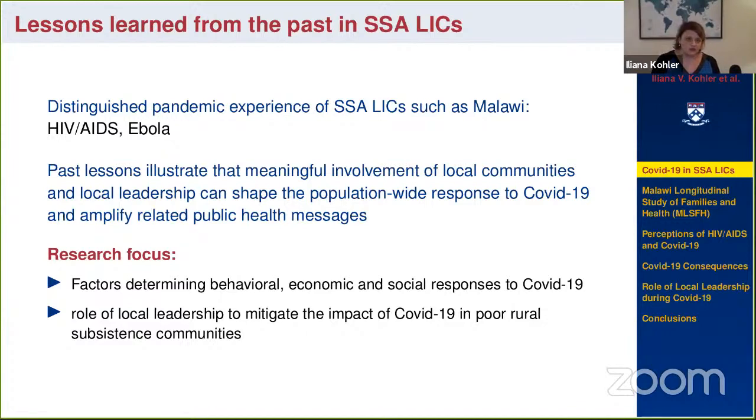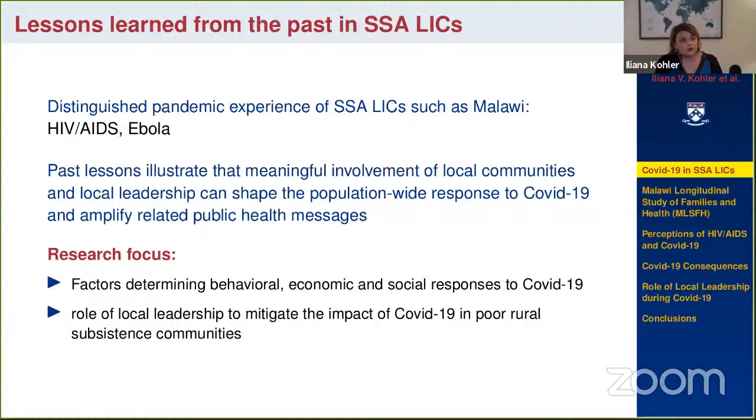So the past lessons from dealing with pandemics of similar proportions, such as the COVID-19 pandemic, suggest that while on one side it's very useful to have swift measures such as the distribution of soap or washing stations, et cetera, the past lessons also illustrate that meaningful involvement of the local communities and of the local leadership is particularly important for fighting pandemics, since these local communities and local leadership can shape the population-wide response to COVID-19, and they can also amplify public health messages related to measures addressing the pandemic and its consequences.